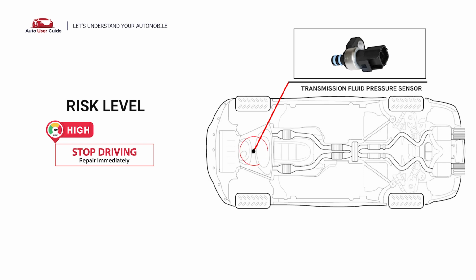This engine code indicates that the PCM has detected a lower than normal voltage signal from the transmission fluid pressure (TFP) sensor. This can cause the transmission to shift improperly and sometimes engage a limp-in mode to prevent further damage. Under this circumstance, stop driving and repair your vehicle immediately.